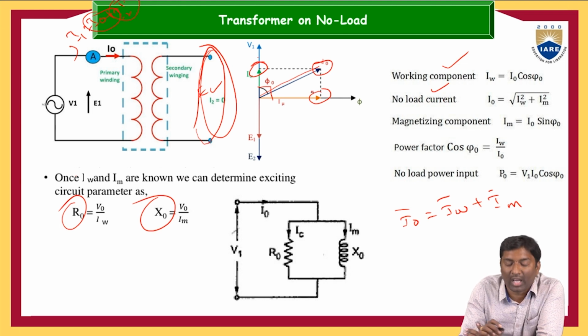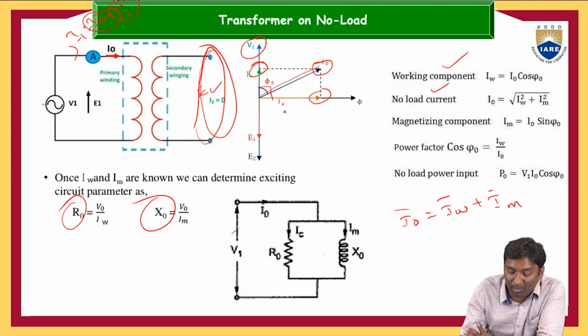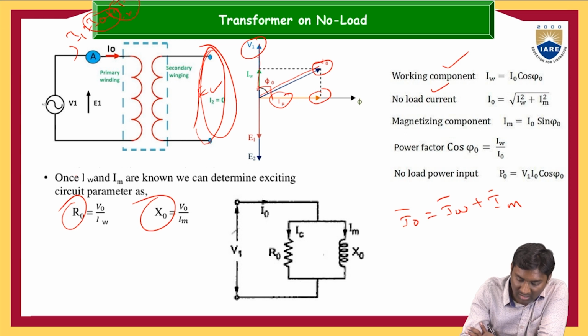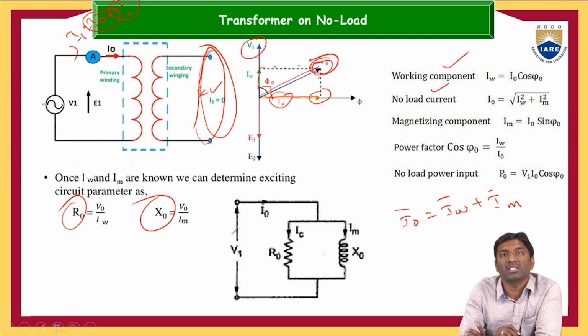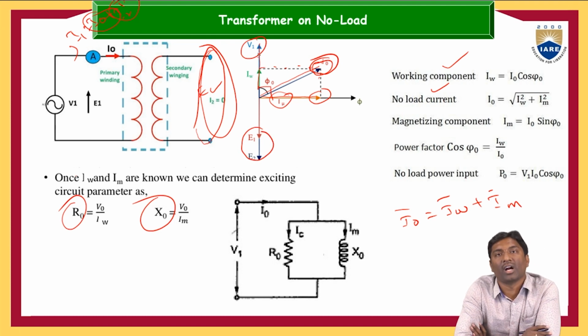The working component current is always in phase with the supply voltage V1, and the magnetizing current is always in phase with the flux. So you can observe here that the working component is always in phase with the supply voltage and the magnetizing current is always in phase with the flux. The combination of these two is the current I0, that is, the no load current I0. Then the induced EMFs E1 and E2 under no load condition are both in phase with each other and opposite to the supply voltage, according to Lenz's law.